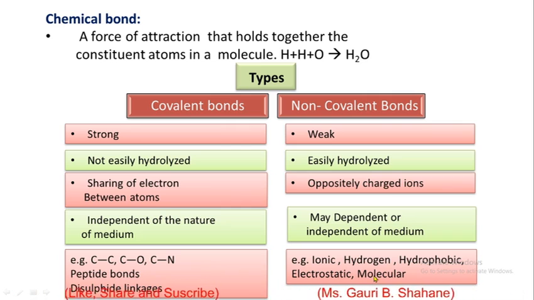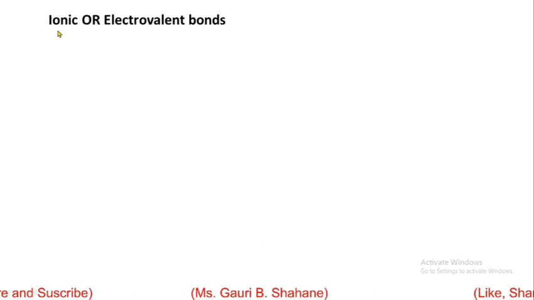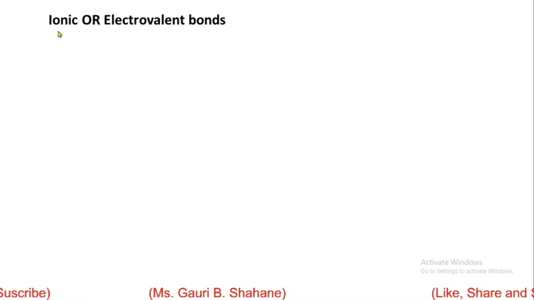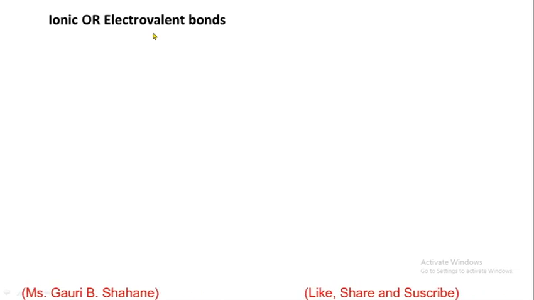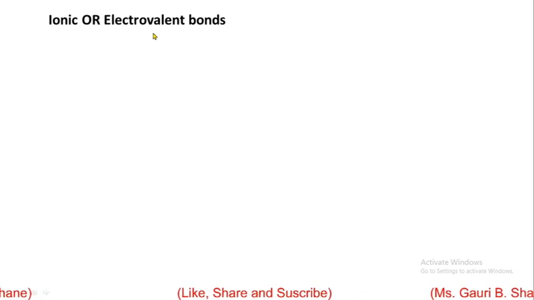Now see the first type of non-covalent bond, which is ionic bond. Ionic bond is also called electrovalent bond. Remember, do not confuse between electrovalent and electrostatic bond. The concept of ionic bond is very simple. The name ionic itself suggests that the bond is formed between ions.